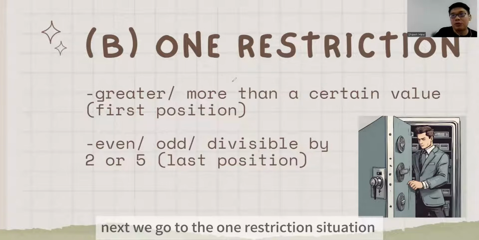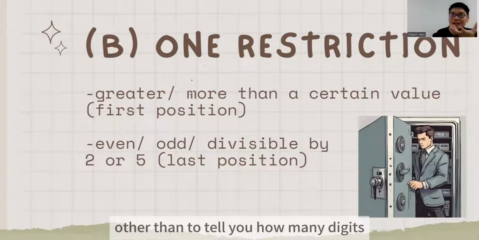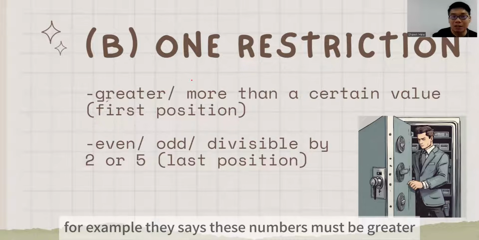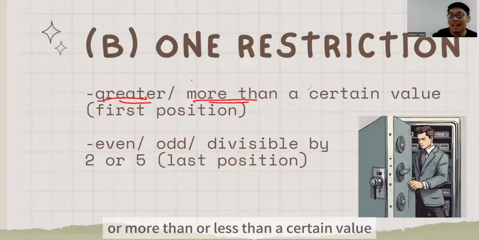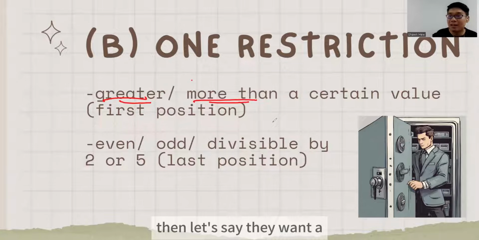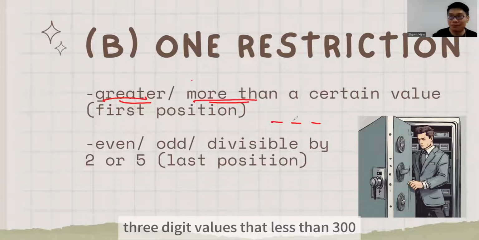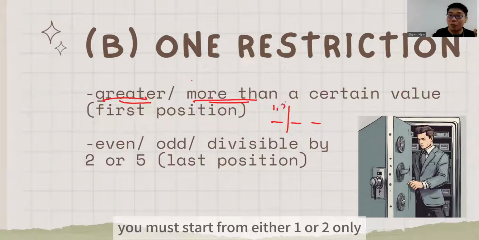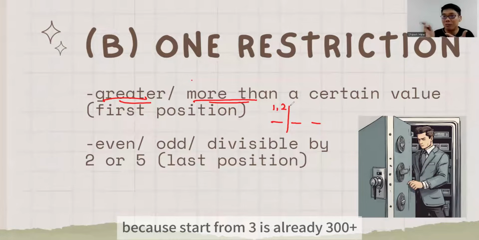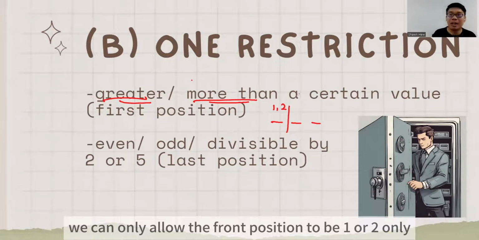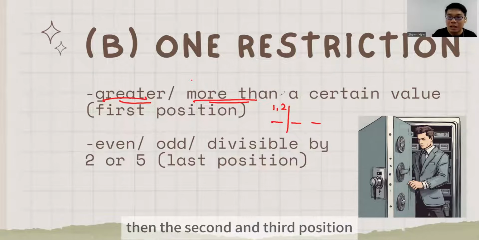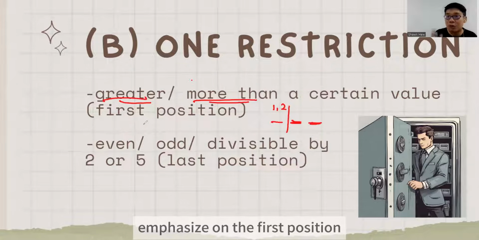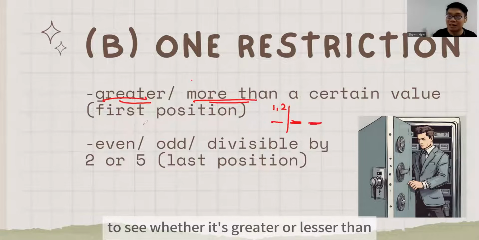Next, we go to the 1 restriction situation. It means that other than telling you how many digits they need to form, they have some additional information. For example, they say these numbers must be greater than or less than a certain value. Let's say they want 3-digit values that are less than 300. If less than 300, you must start from either 1 or 2 only. We cannot start from 3 because starting from 3 is already 300 plus. So less than 300, we can only allow the front position to be 1 or 2 only. Then the second and third positions, we don't care because we only emphasize the first position to see whether it's greater or lesser than a specific number.